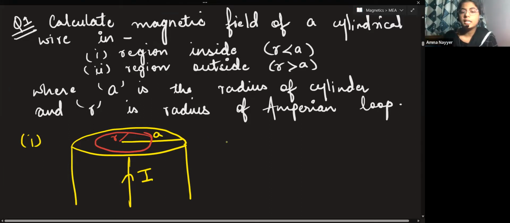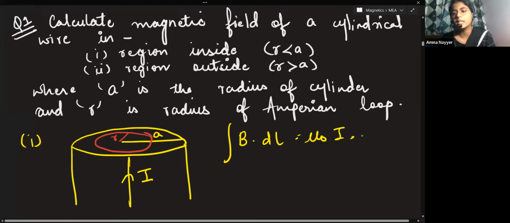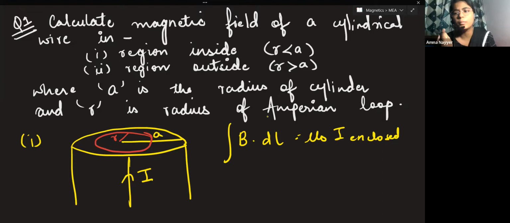Now see, then what was our step? To apply integral B dot dl is equal to mu naught I enclosed. So we have to have all the terms. Now we will be able to do the integration of dl because it's a circle, so obviously it will again be 2 pi r.